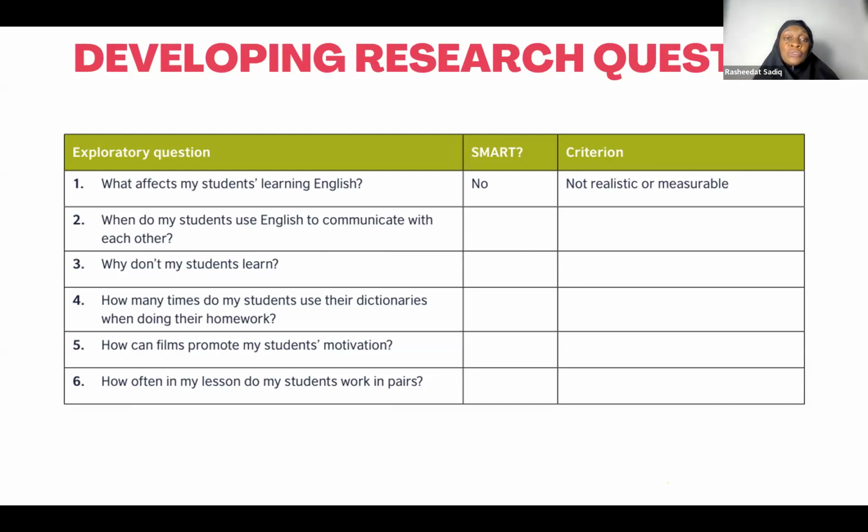So when do my students use English to communicate with each other? That is more specific. Oh, they use it when I'm in class. They use it during pair work, or they never use it. You know, why don't my students learn?